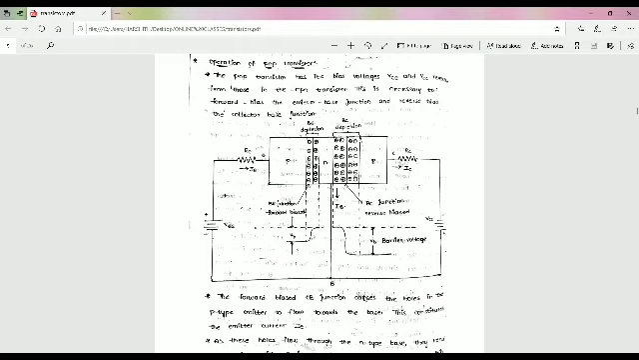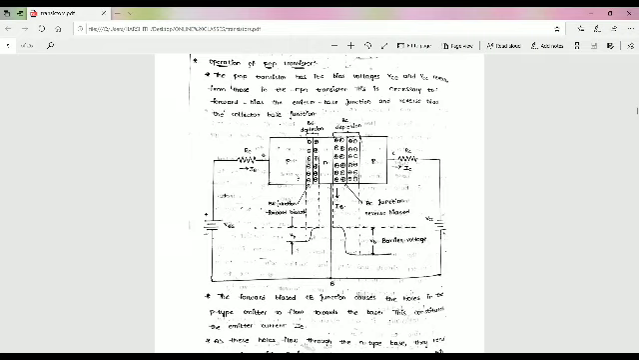The forward biased emitter base junction causes the holes in the P-type emitter to flow forwards towards the base. This constitutes the emitter current IE. Okay, holes in the P-type emitter flow towards the base terminal and constitute the IE current. IE current means emitter current.